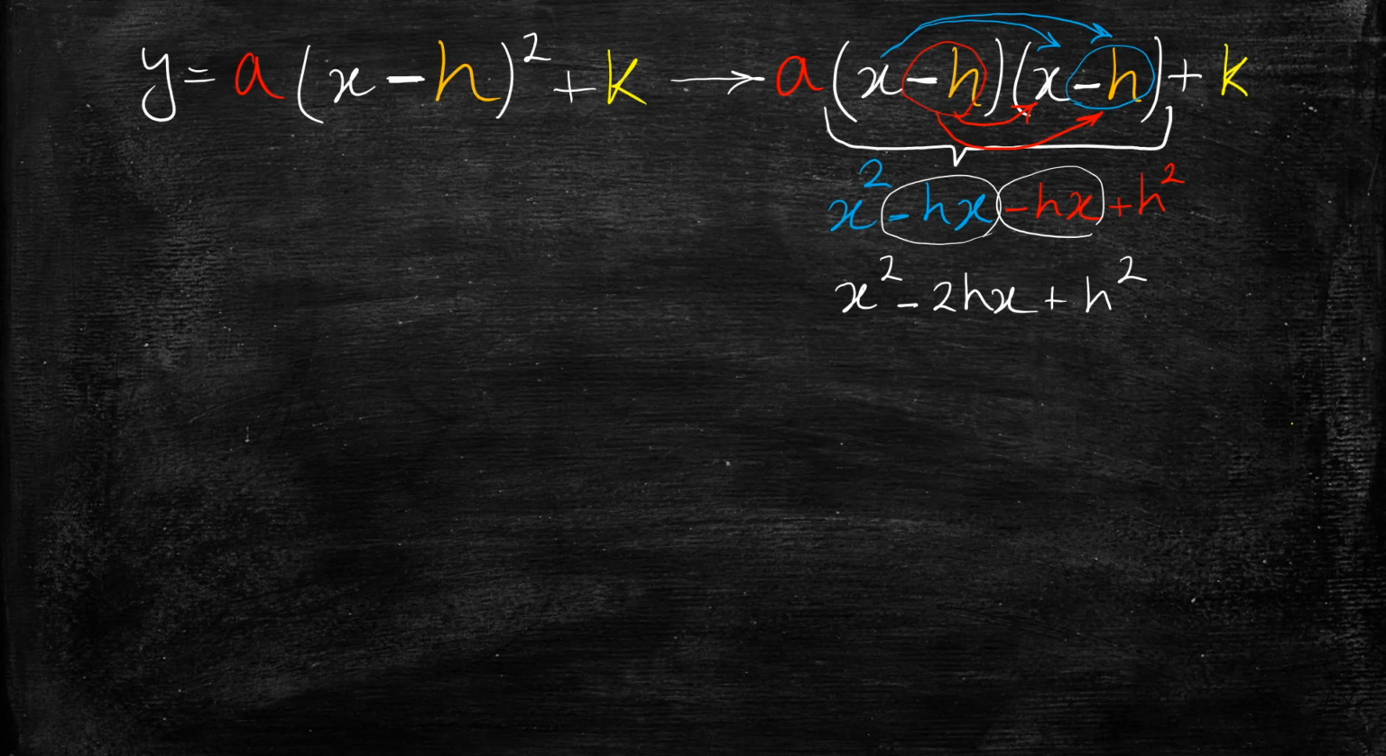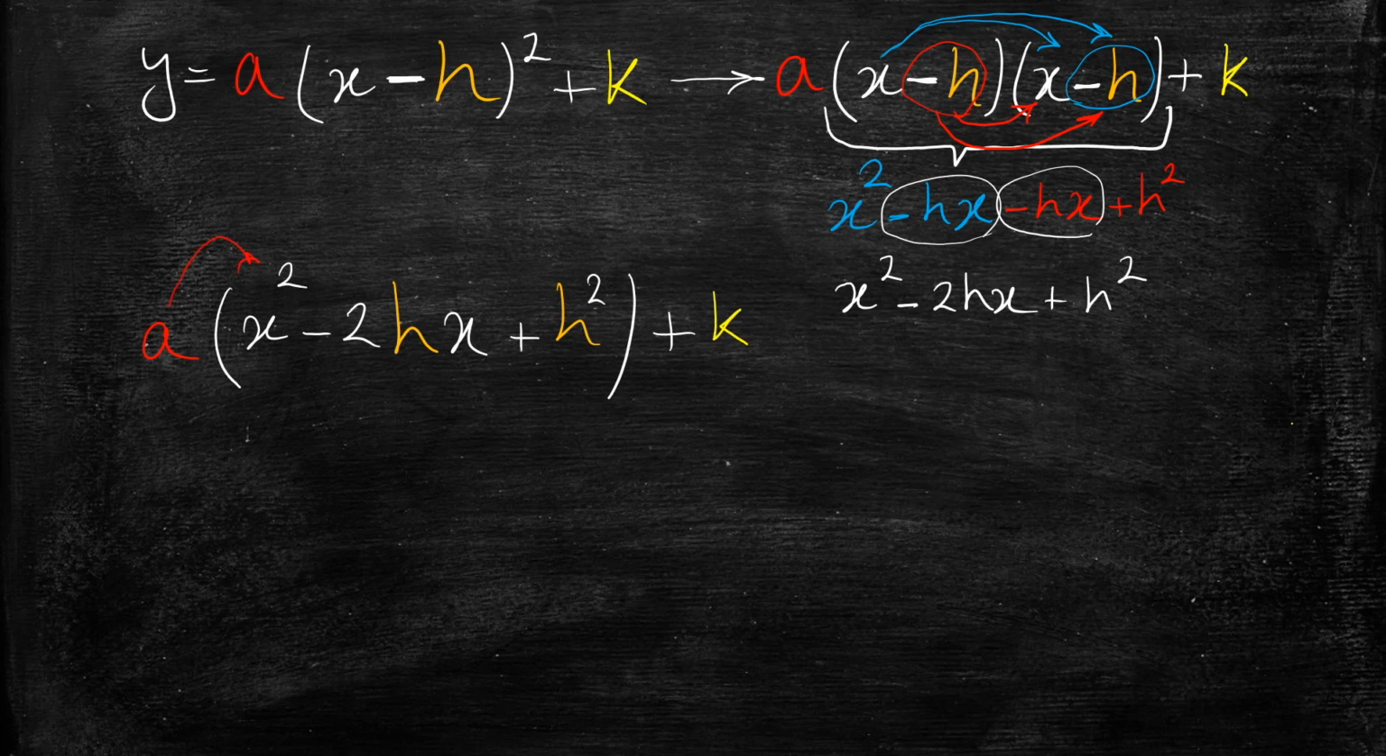So now let's plug that in. So we get a multiplied by parenthesis, inside parenthesis, x squared minus 2hx plus h squared, close the parenthesis, plus k. Okay, so what does that mean now? That means we have to distribute a into this parenthesis, because a gets multiplied by the entire parenthesis. So one time gets multiplied by this, and by this.